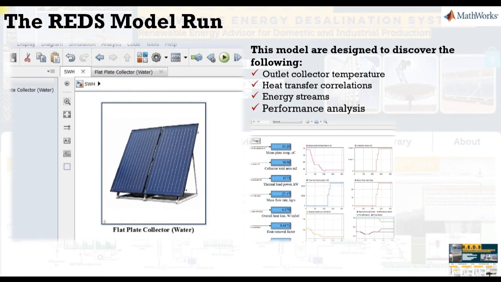In our model, our target is to discover the operating condition effect on the performance. What are the heat transfer coefficients? What are the energy streams, exergetic streams, and performance analysis? What is the performance when changing the environmental operating conditions such as ambient temperature, solar radiation, and the thermal load itself? What if we attach a swimming pool or a hot water storage tank, and so on? What's the effect on heat removal factor, efficiency factor, fin efficiency, flow factor, exergetic analysis, and so on?